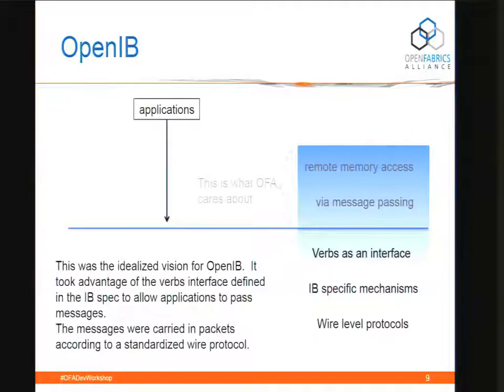The whole idea about OpenIB was it took advantage of the verbs definition that was created in the IB spec. So again, there's an important subtlety here. The IB specification creates or contains within it a semantic description of the verbs. So this word verbs gets overloaded. There's the Verbs API that you all know because you've written to the Verbs API. But then there is the verbs semantic description, which is specified in the IB spec. I want to make a distinction between those two because it has to do with the interface between where OpenFabrics is and where the standards bodies beneath us are. Messages were carried in packets according to a standardized wire protocol. So that was OpenIB as we first knew it.